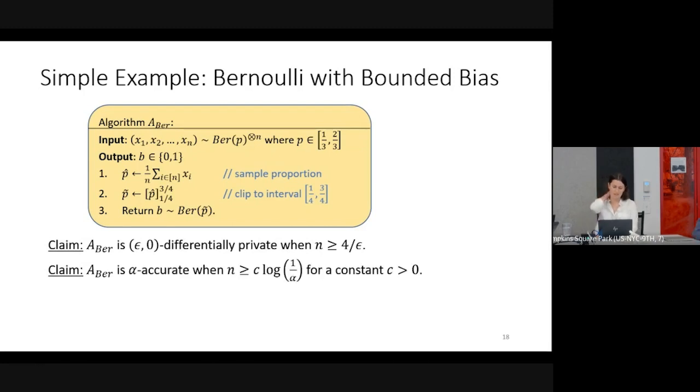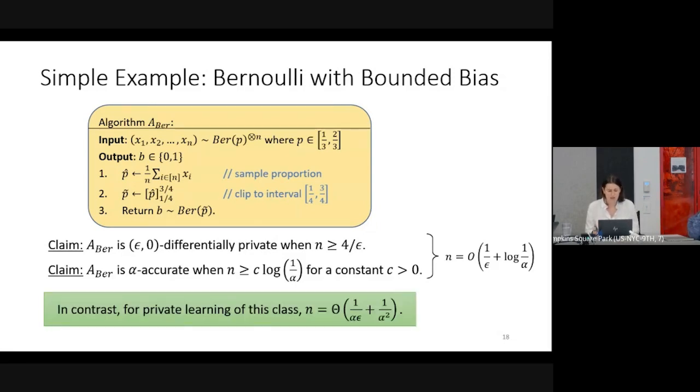And then this algorithm is also alpha accurate when n is some constant times log 1 over alpha. So to get both of these, it's enough to have order 1 over epsilon plus log 1 over alpha input samples. You can compare this to privately learning from this class, where you would need order 1 over alpha epsilon plus 1 over alpha squared inputs.